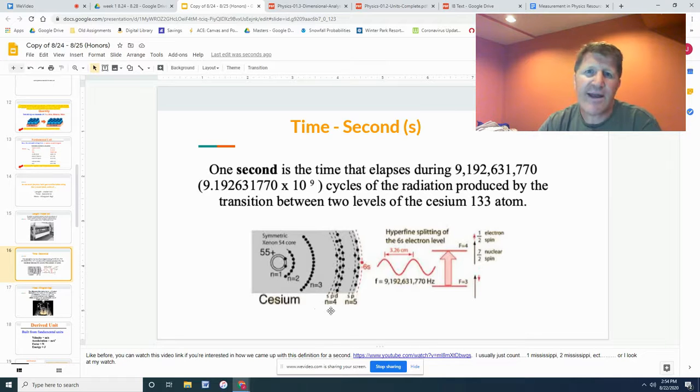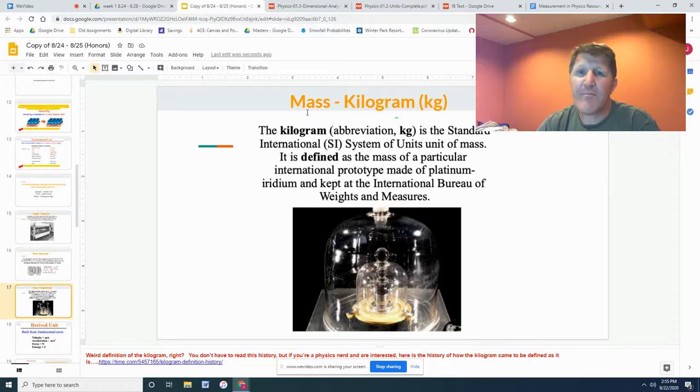But again, you do not have to do that unless you're interested. The next one is the unit of mass, not to be confused with weight. With mass, we're talking about the kilogram. And once again, there is a link down here if you're interested in seeing how that has changed over time. When we talk about mass, we will be using kilograms and grams.